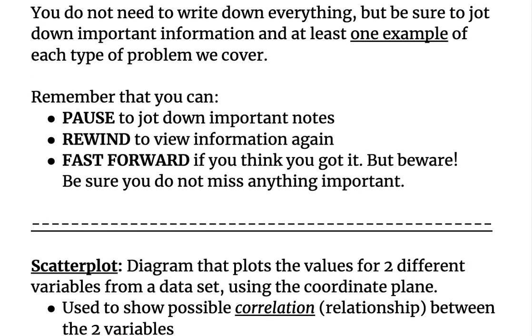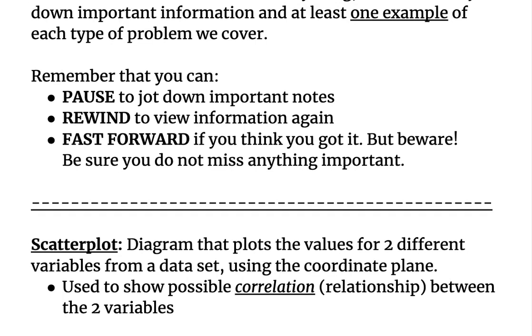So let's start off with what a scatterplot even is. A scatterplot is a type of diagram that plots the values for two different variables from a data set. It's very important that there's two different variables. And since there's two different variables that you're plotting, you're basically using the coordinate plane to plot. So you have one number on the bottom and one number on the left-hand side axis that you're joining together to make a dot. So at the end it looks like a bunch of dots that are scattered around.